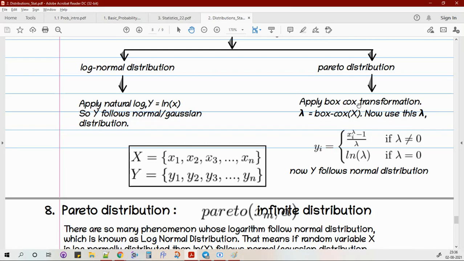If you apply the Box-Cox transformation, you will get y, and y follows the normal distribution. So what is the formula of y? yi, that means y1, is x1 to the power lambda minus 1, divided by lambda. And lambda we will get through very high-level mathematics applied to convert the Pareto into normal and get this parameter lambda. And if lambda is equal to 0, this should be ln of xi, I believe.